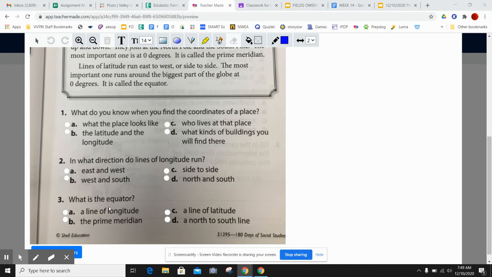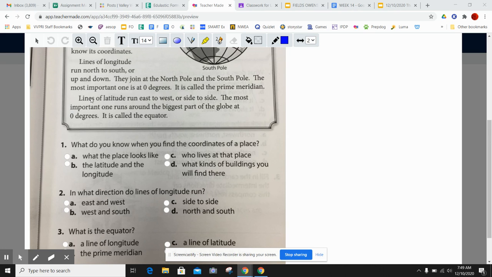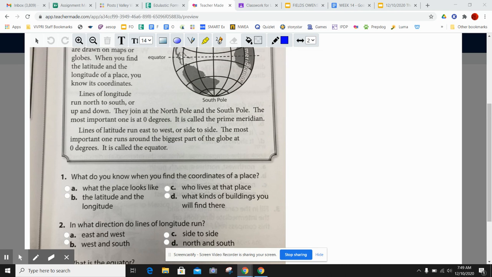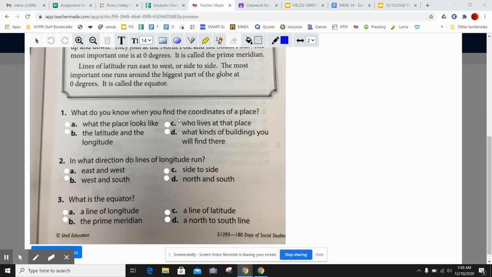And then number 3, this is where there was an issue with the answer. What is the equator? The equator, it talks in this last paragraph. Lines of latitude run east to west or side to side. Remember the latitude, fatitude. The most important one runs around the biggest part of the globe at 0 degrees. It is called the equator. So the equator is another line of latitude. All right. So it should have been C, a line of latitude.